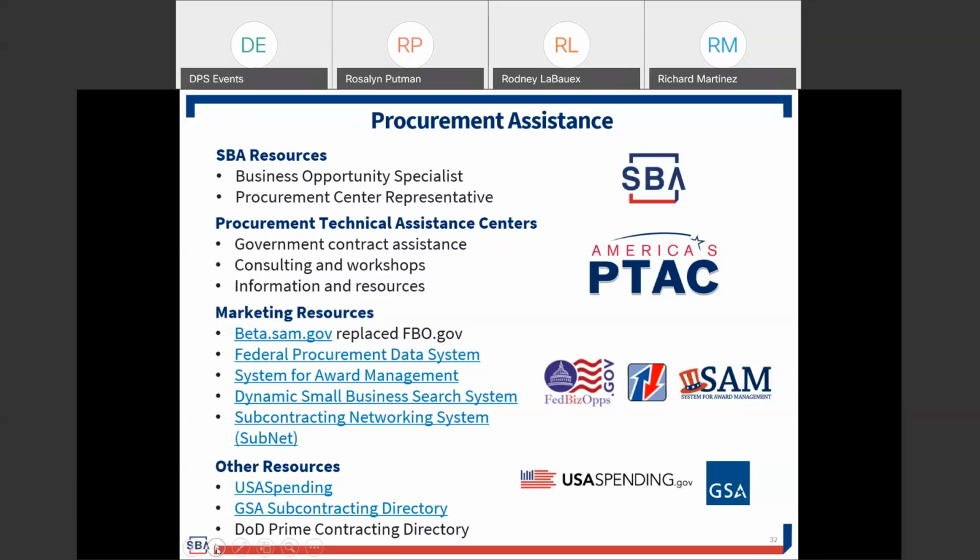It's www.sam.gov. Dynamic Small Business Search System, that is SBA's database that we maintain of small businesses. And also we have a subcontracting network system too, where small businesses can actually reach out to prime contractors. And that's called Subnet. Other resources I mentioned, the USA Spending, GSA has a subcontracting directory, DOD prime contracting directory. These are just some resources for you. I think we're gonna put some web addresses in the chat. I sent them earlier.